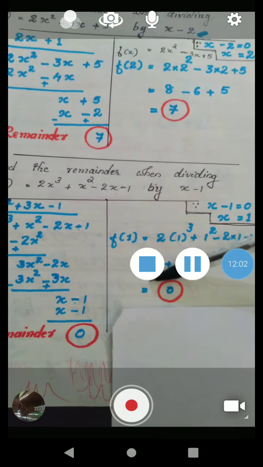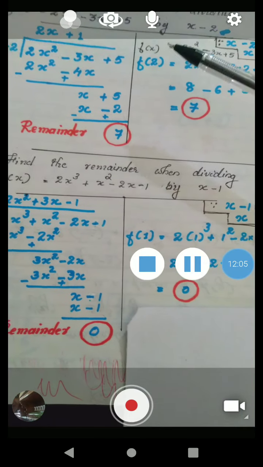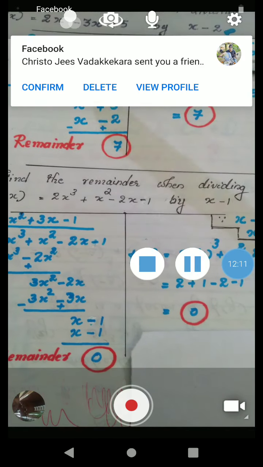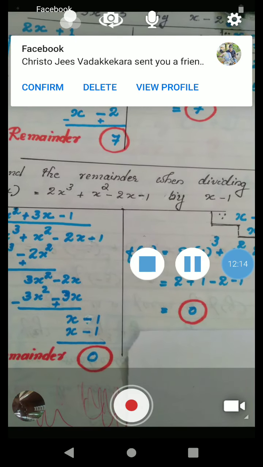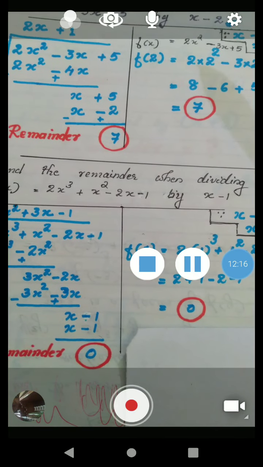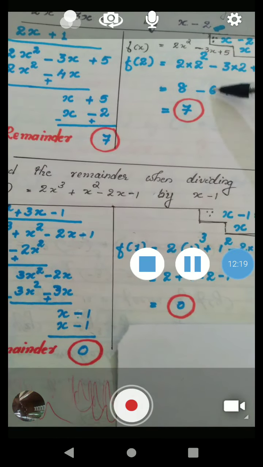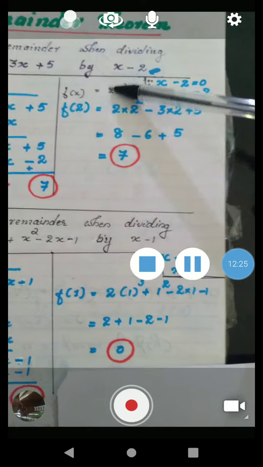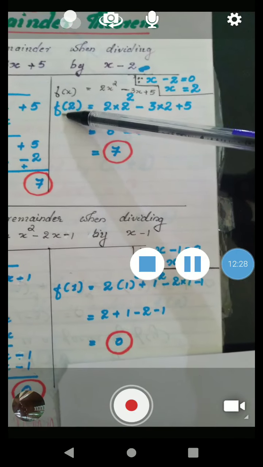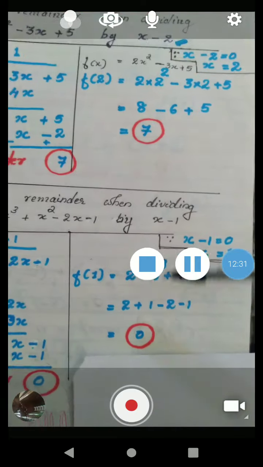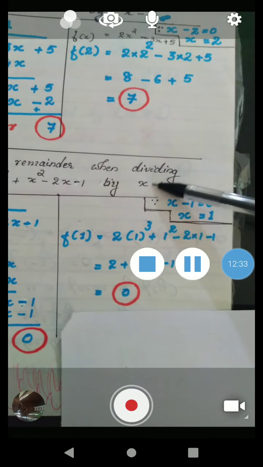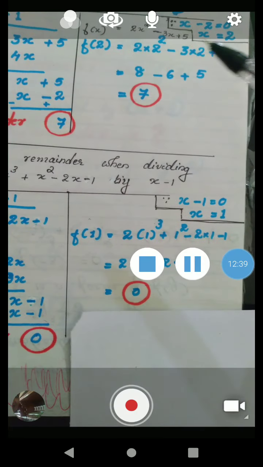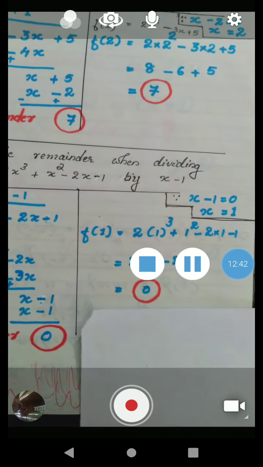From these two examples, we can see there is no need of long division for getting the remainder when a polynomial is divided by another expression. You just do like this. In this case, if you find f of 2, that is the remainder. In this case, you have to find f of 1, that is the remainder. This is what the remainder theorem is. We can generalize the remainder theorem.